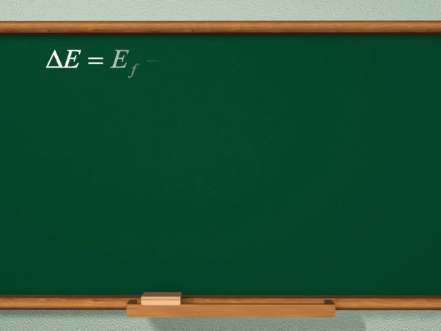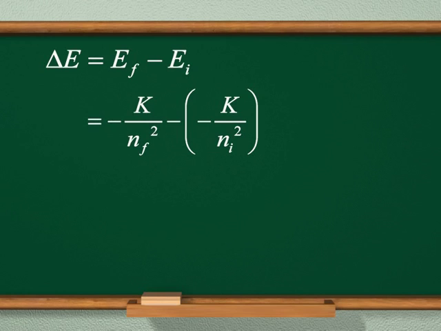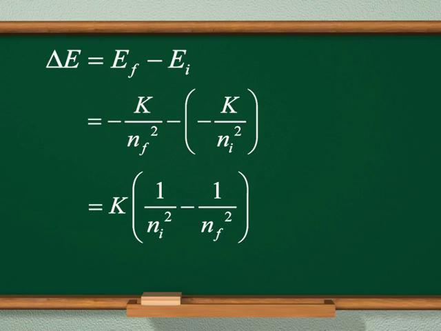The difference between the energies of any two orbits is therefore given by the equation delta E is equal to k times the difference of the square of the reciprocal of the orbit numbers, where k is proportionality constant for hydrogen atom whose value is 2.18 times 10 to the power minus 18 joule, and Ni is the number of initial orbit, whereas Nf is the number of final orbit.